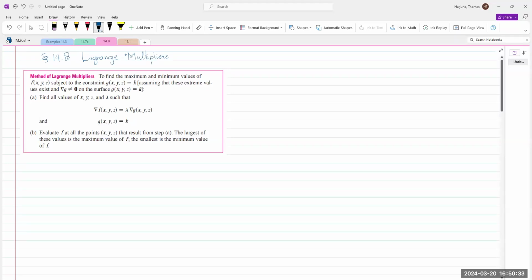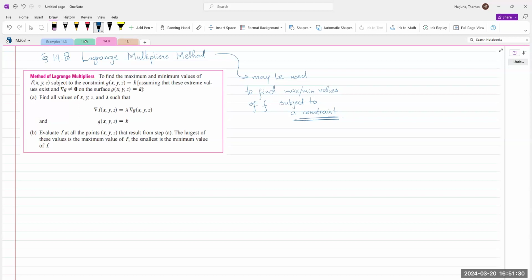Multipliers method. Now you will see this method is being used, maybe not always used, to find max or min values of a function f subject to a constraint or more than one constraint. Okay, I think that's the key. In case you are confused about when can I do this, when can I do that, we use the Lagrange multiplier method if we have a constraint.